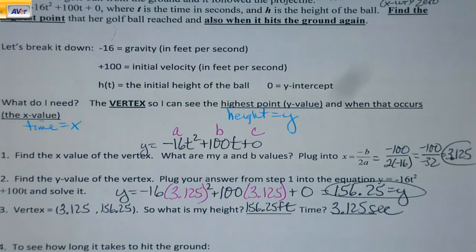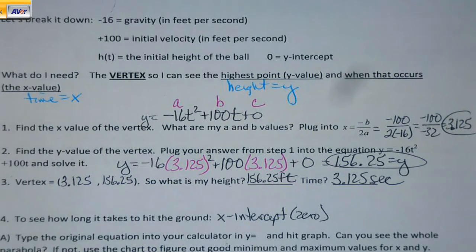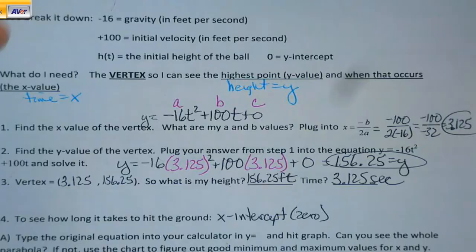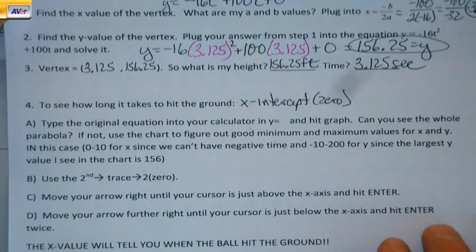So there's one other question. How long does it take to hit the ground? What's the x-intercept? What's the 0? Those words are interchangeable. And here's where I've changed some things from last year, I think for the better. I'm not going to play this whole game with messing with the window and moving things around, and, well, how do I know how to change my window? I don't know.